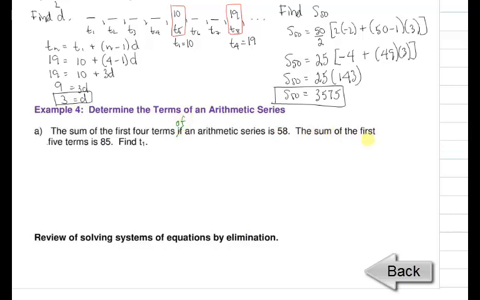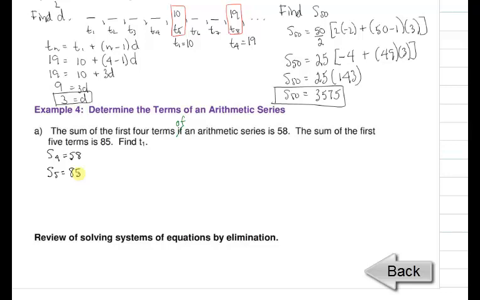And the sum of the first 5 terms is 85, and you've been asked to find T1. Okay, so you don't really know a lot. You do know that the sum of the first 4 terms is 58, so that means that S4 is 58. And you are told that S5 is 85, so the sum of the first 5 terms is 85. Not a lot of information, but maybe we can get some more.